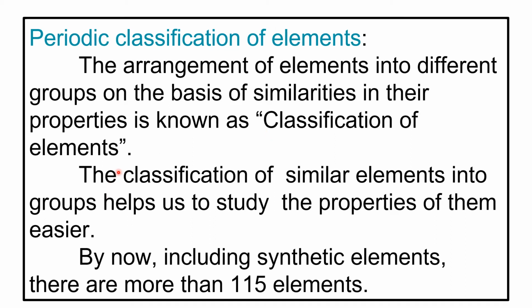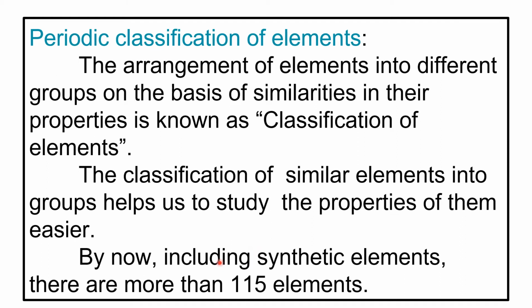So here, to group the elements, the chemical properties of the elements were also considered. Now, the classification of similar elements into groups helps us to study their properties more easily. So the use of grouping these elements is that when similar elements are grouped together, they help us to study the properties of all the elements present in the group easily.